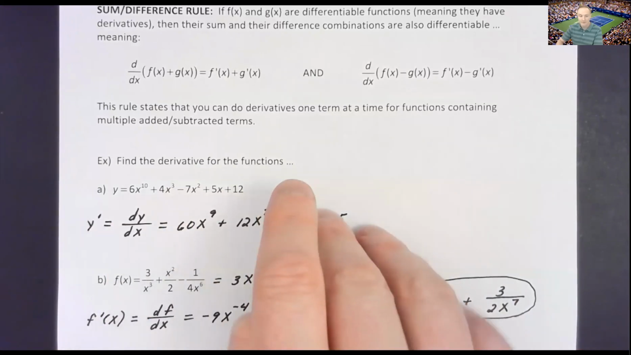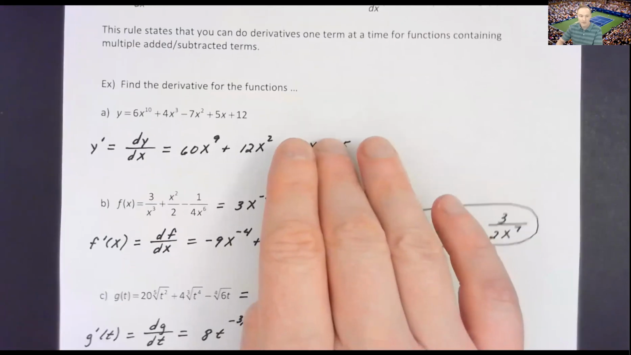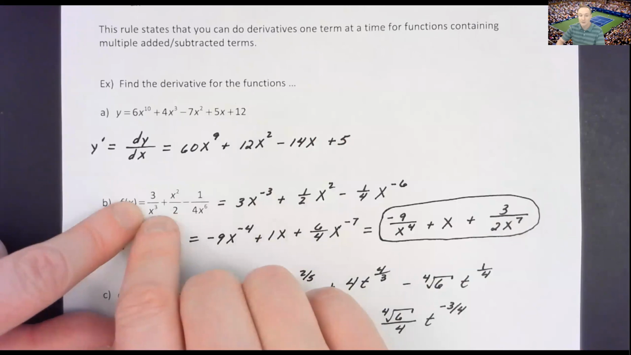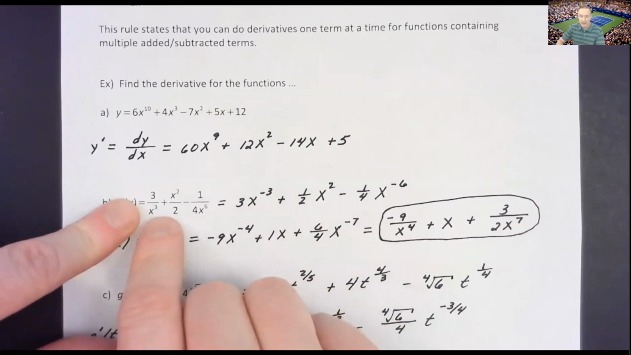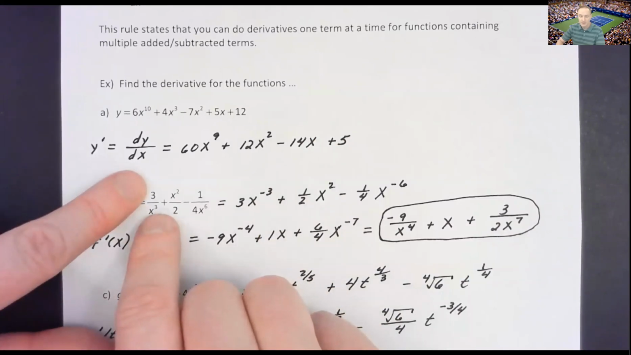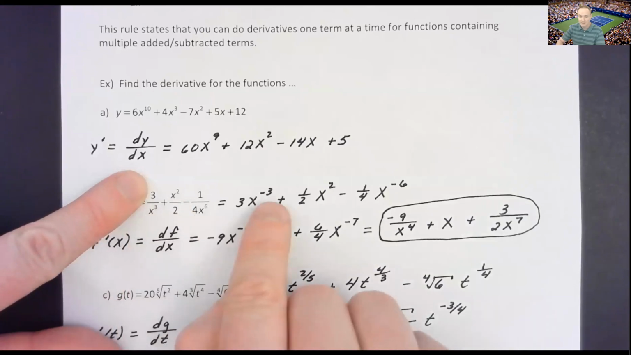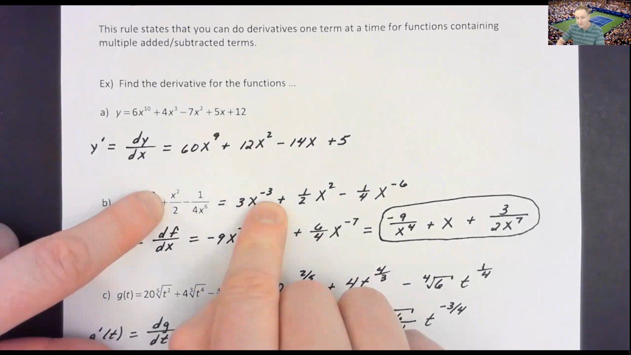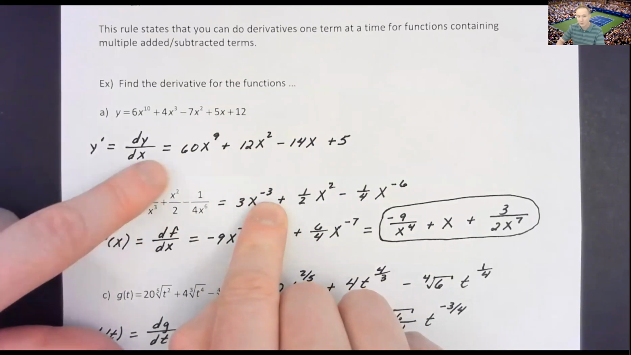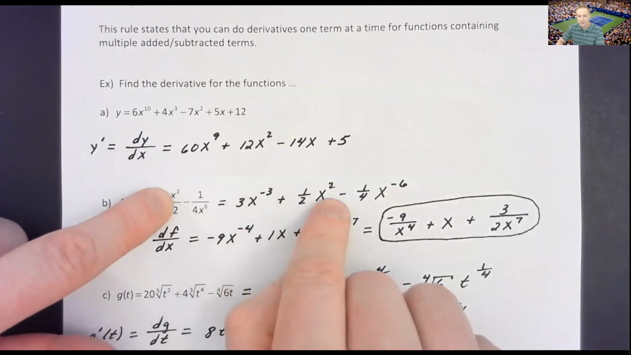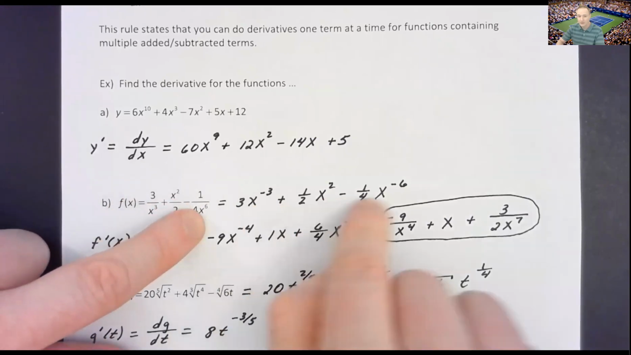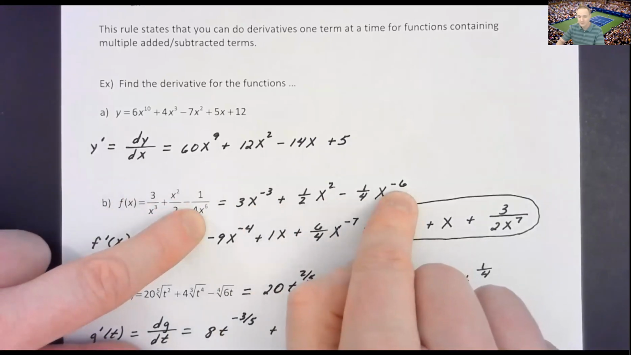That's not the case for part B. Part B, as soon as you see variables in the denominator, you need to be thinking, I need to rewrite these before I start using the power rule. This first one is understood to be 3 times x to the negative 3rd. The second one, it's easier if you treat it as plus 1/2 x squared. And then the last one, minus 1/4, and I would call that x to the negative 6th.